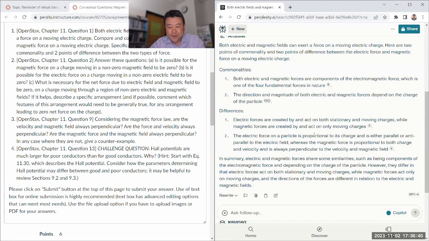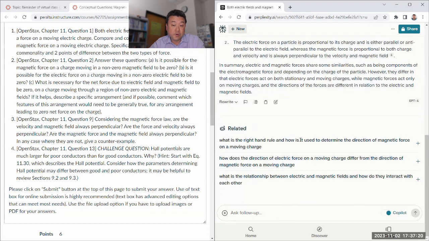The magnetic force on a particle is proportional to both charge and velocity, right? To speed, and is perpendicular to velocity and magnetic field. Yeah, this follows from the formula for magnetic force, charge times v vector, cross product with the B magnetic field vector. So, summary of the similarities and differences. I think the main thing I wanted you to get to is the stationary versus moving. So overall, a good answer.